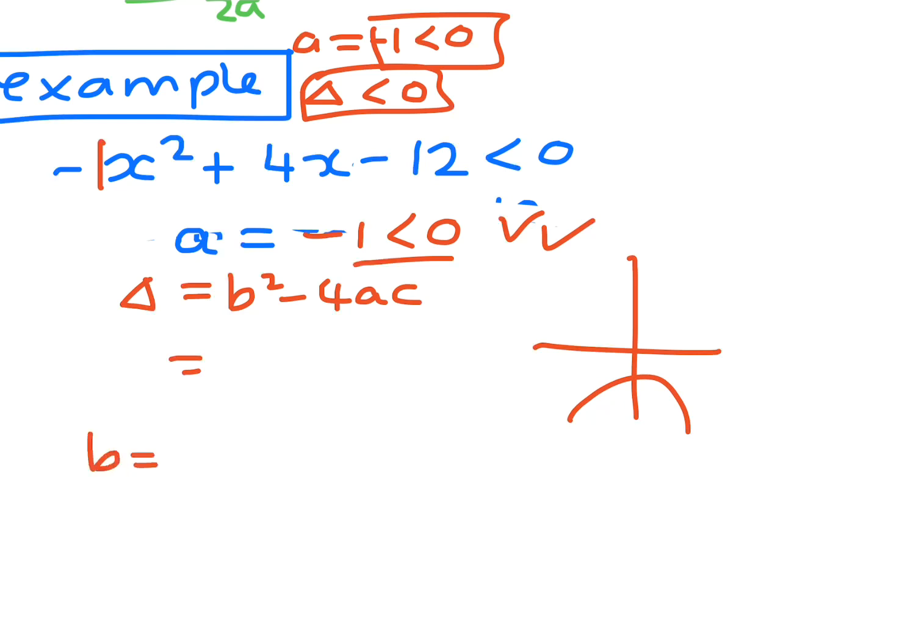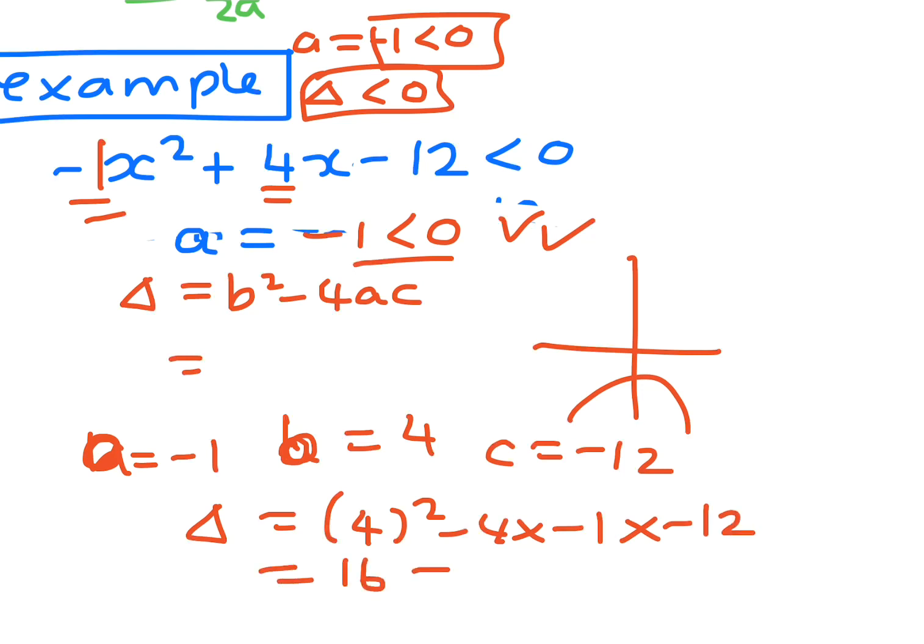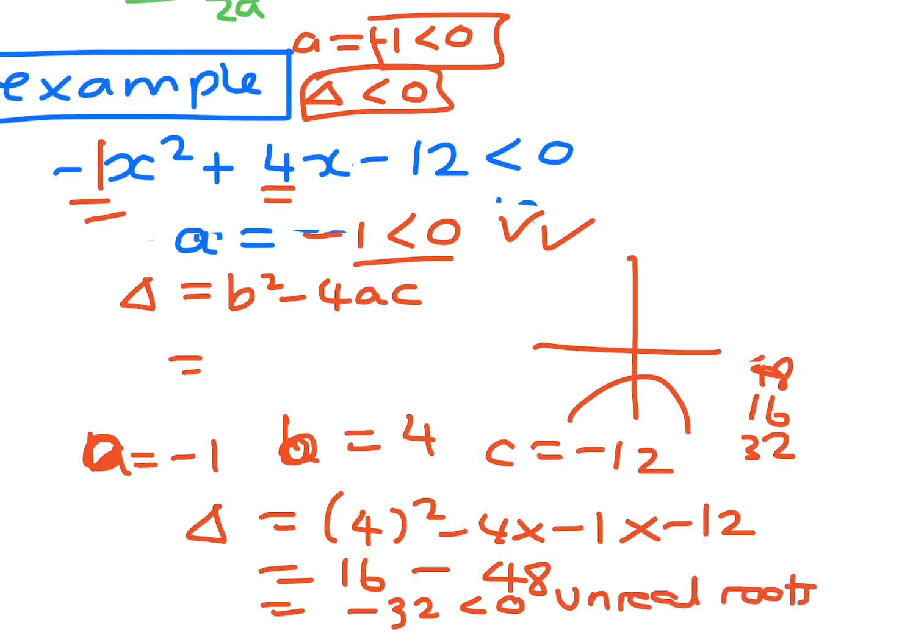So a is equal to minus 1. The b is the number in front of the x, which is the 4, and the c is the minus 12. So the discriminant is 4 squared minus 4 times minus 1 times minus 12, which is 16 minus 48, which is going to be minus 32, which is indeed less than 0. So therefore it has unreal roots and it is negative.